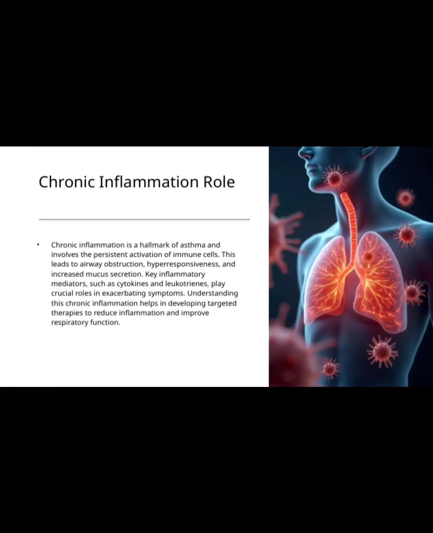Let's talk about the role of chronic inflammation in asthma. Chronic inflammation is really a defining feature of this condition. It involves the persistent activation of immune cells in the airways, which is a key driver of the symptoms we see. This ongoing inflammation leads to airway obstruction, making it harder to breathe, and causes hyperresponsiveness, meaning the airways react too strongly to various triggers. Additionally, there's an increase in mucus secretion, which can clog the airways further. Now, some of the main players in this process are inflammatory mediators like cytokines and leukotrienes. These substances amplify the inflammation and worsen the symptoms.